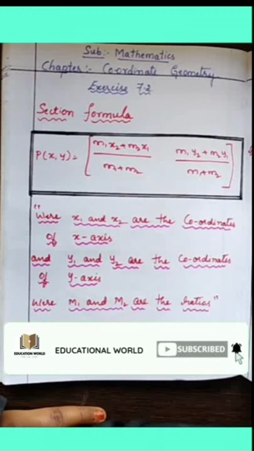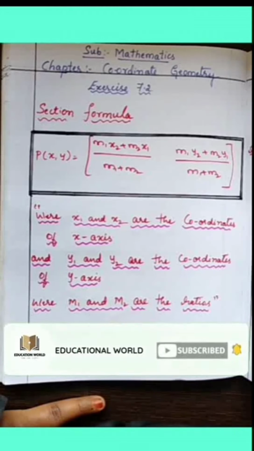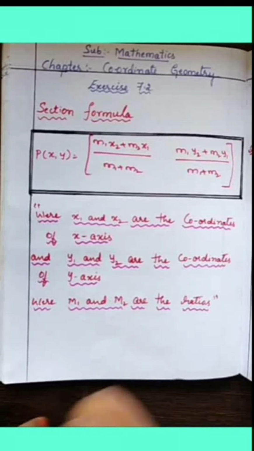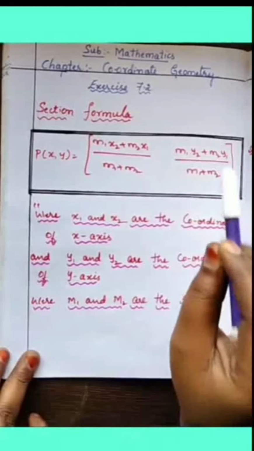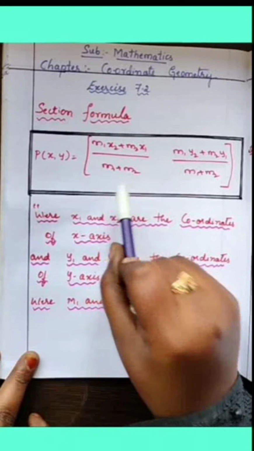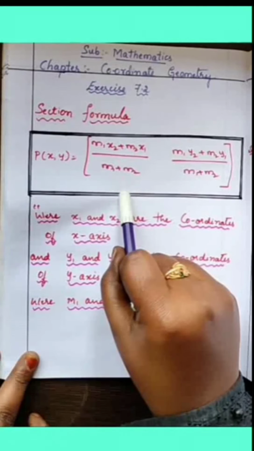Dear students, in this class I will explain exercise 7.2 in the chapter Coordinate Geometry. Before starting the chapter, one formula is there. That formula is known as the section formula. By using this formula, we have to solve exercise 7.2.